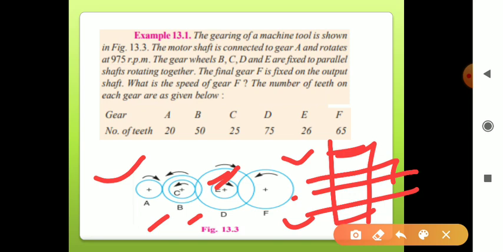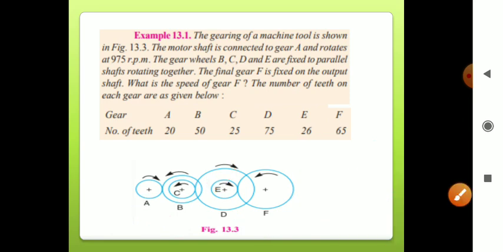This is the pictorial presentation of the compound gear train. Here, gear A is mounted on shaft A. Gears B and C are mounted on shaft B. On shaft C, gears D and E are mounted. On shaft D, gear F is mounted. This is the total pictorial representation. Now see what they asked. I will read the problem once again and split it into a number of sentences.